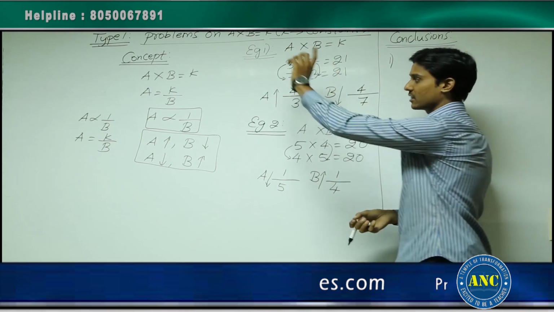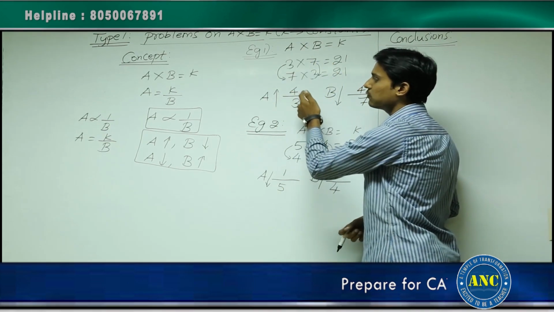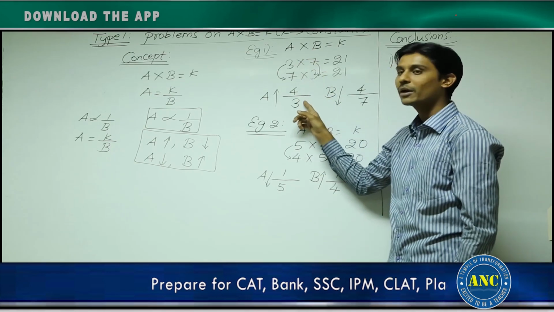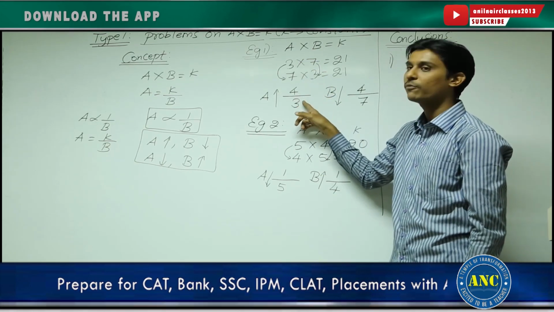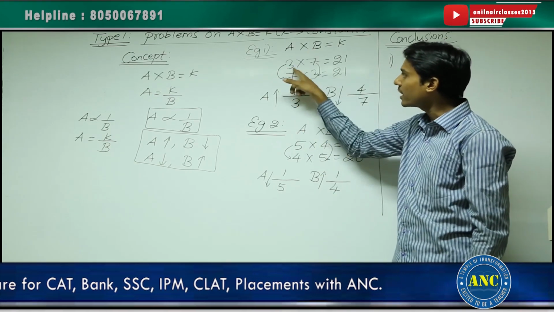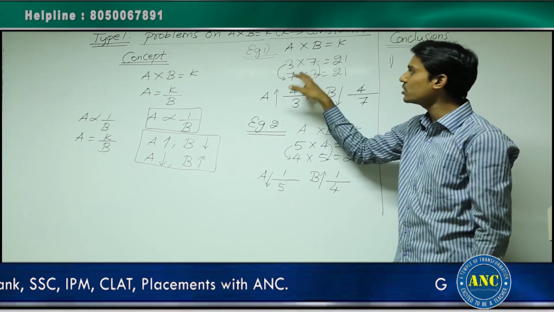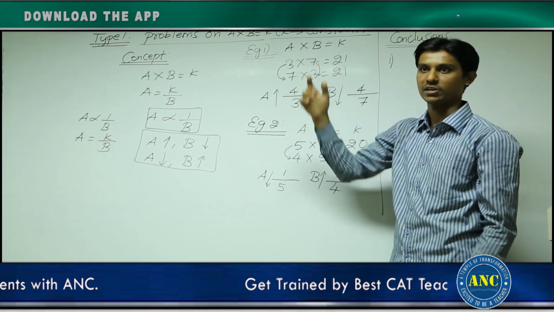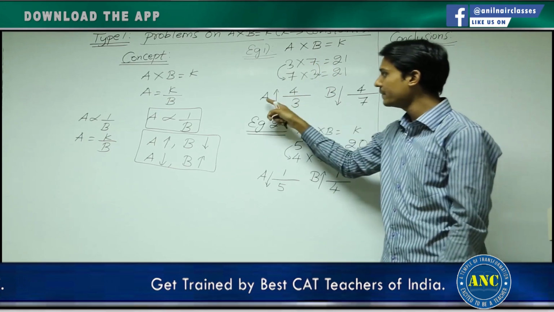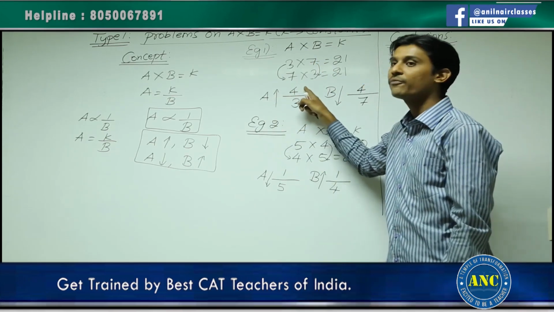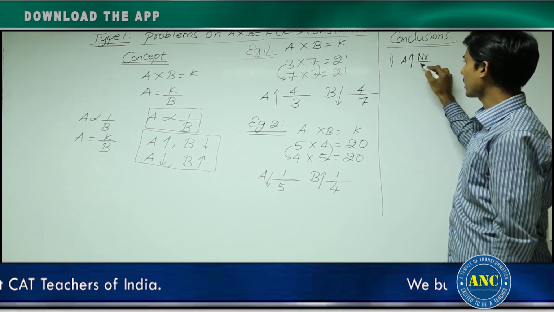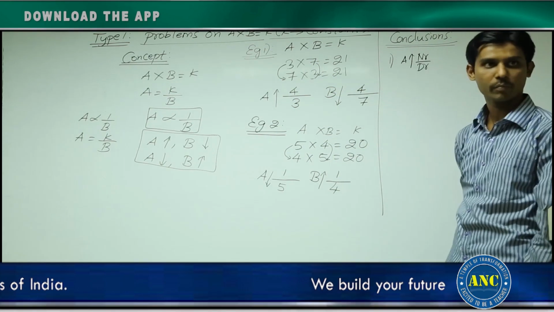First listen to the first conclusion. See here. First example. A increases by 4 by 3. Why is it increasing by 4 by 3? It is increasing by 4 by 3 only because I have taken these numbers. If I change these numbers, will it still be 4 by 3? No, it will be some other fraction, right? That means in general, A increases by some fraction. I will call that fraction numerator by denominator.